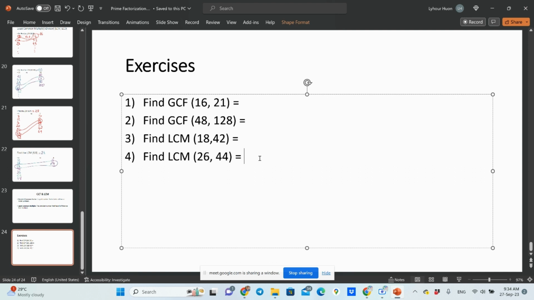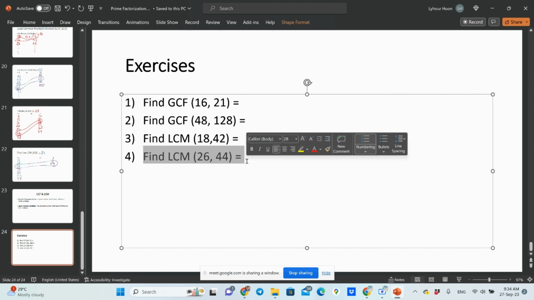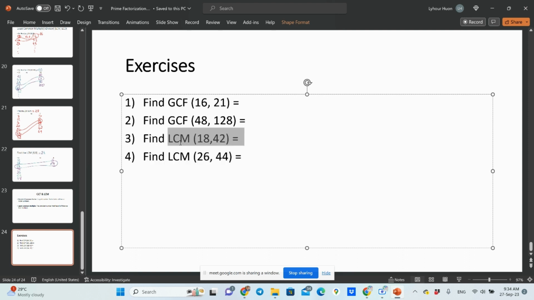No, but seriously, I can't find one for number three. You cannot find number three? How about number four? I'll try number four. Number three, if you cannot find, we will do together. Now you can do number four.